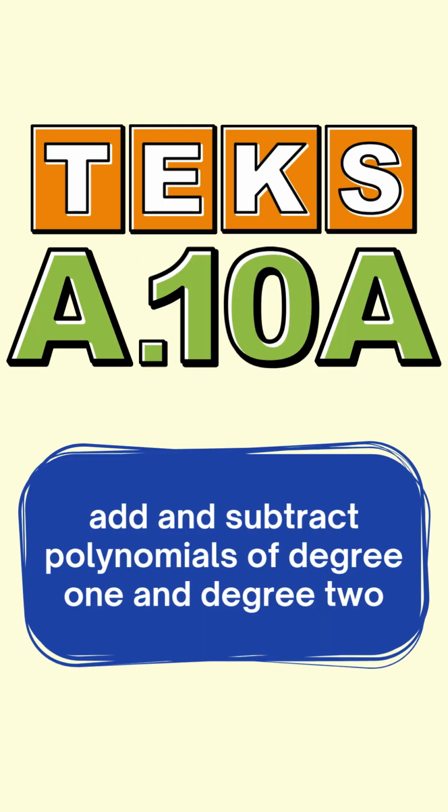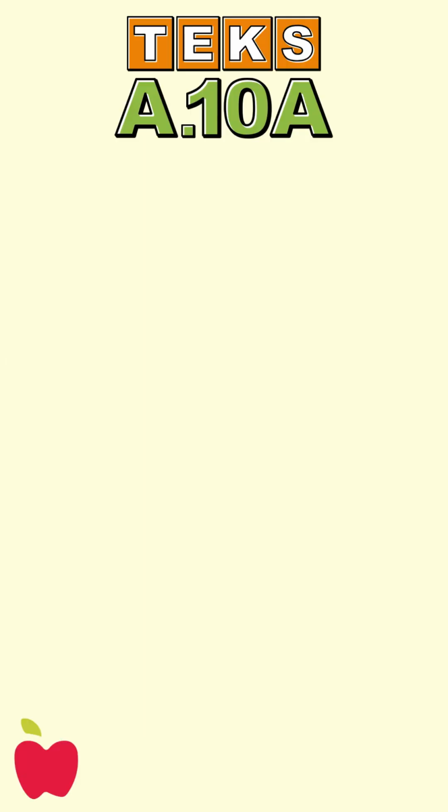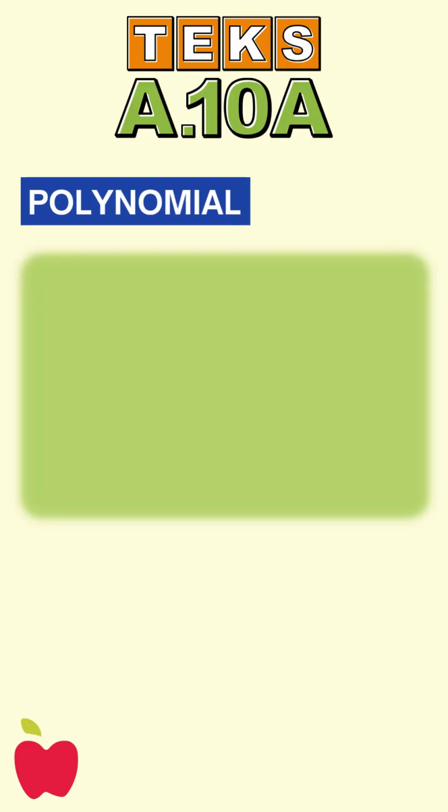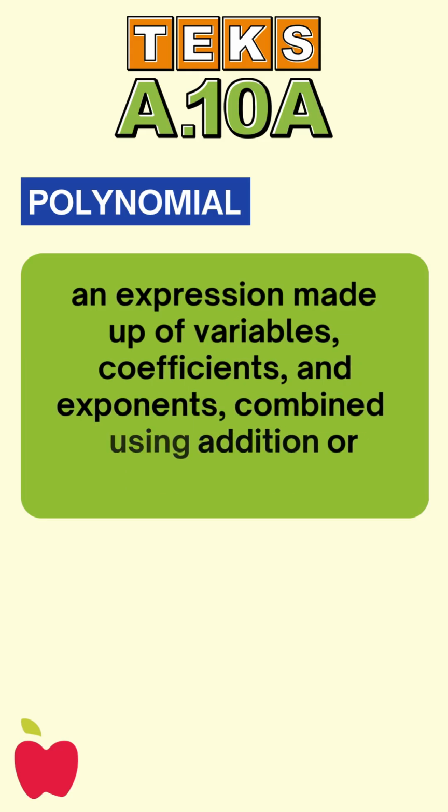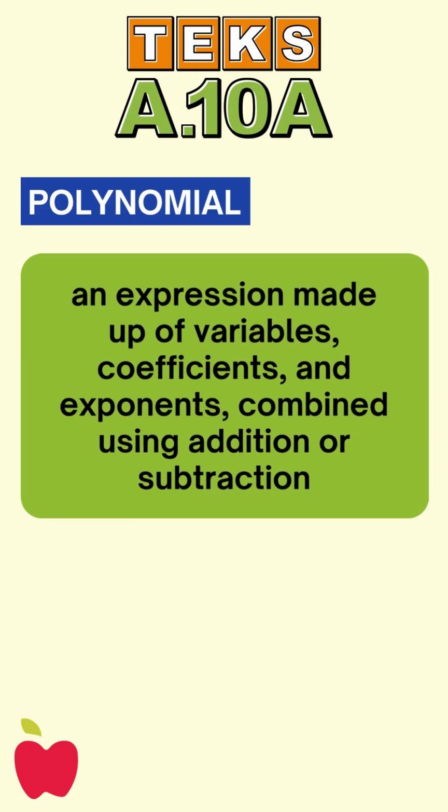Welcome back! Today we're diving into how to add and subtract polynomials. Let's get started. Before we begin, let's review what a polynomial is. A polynomial is an expression made up of variables, coefficients, and exponents, combined using addition or subtraction. Each part of a polynomial is called a term.